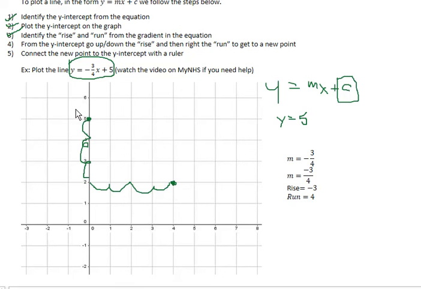Starting at this point here, get out your ruler, of course. Remember, when you draw a line, you have to have the arrows on the ends, and you need to use a ruler. So again, we plotted the y-intercept, found our rise and run, went down the rise, over the run, and then we were able to draw a line through that. That's how we plot a line when we're given the equation.